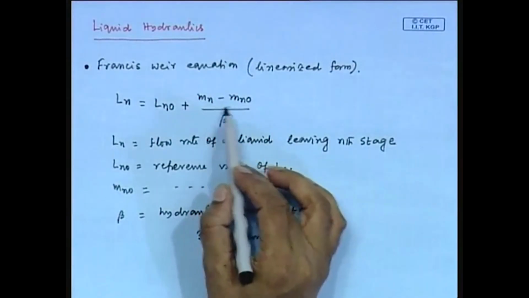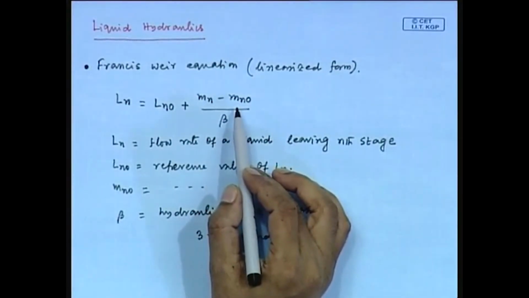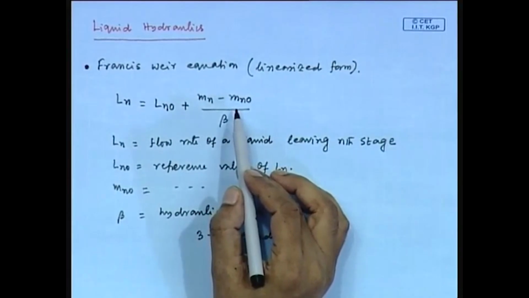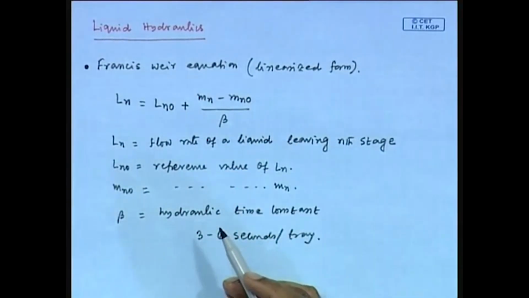That means, you see the difference between Mn and Mn naught, that is divided by the hydraulic time constant, then that amount is added to Ln naught to calculate Ln. This is the simplified version of the Francis-Weir formula. Other forms include the nonlinear versions basically. So, we will consider this simplified form in the example distillation column modeling.